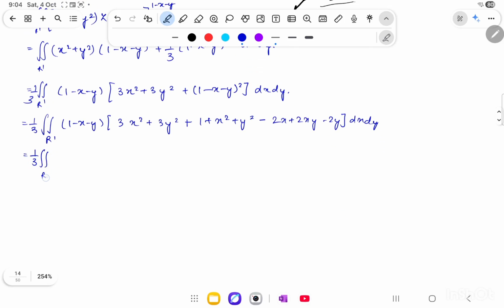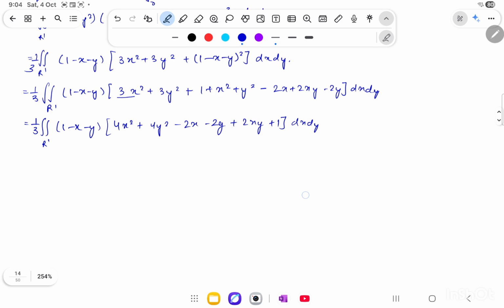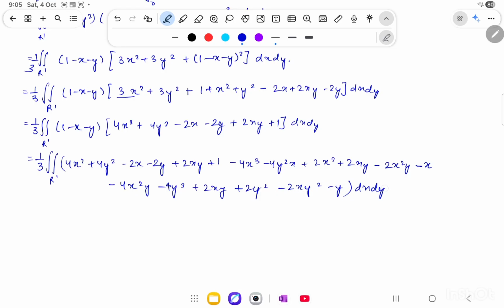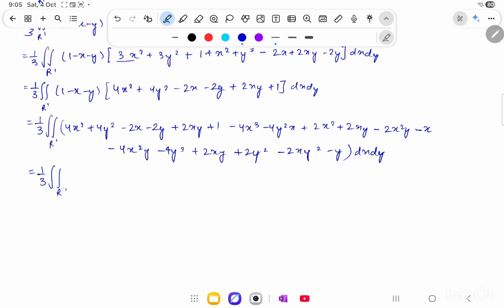That is equal to 1 by 3 over R dash of 1 minus x minus y times 4x squared plus 4y squared minus 2x minus 2y plus 2xy plus 1, into dx dy, which is further equal to 1 by 3 over R dash of 4x squared plus 4y squared minus 2x minus 2y plus 2xy plus 1 minus 4x cubed minus 4y squared x plus 2x squared plus 2xy minus 2x squared y minus x minus 4x squared y minus 4y cubed plus 2xy plus 2y squared minus 2xy squared minus y, dx dy.